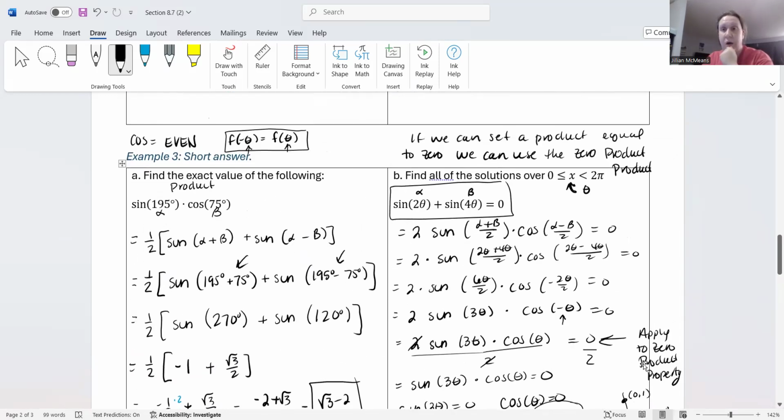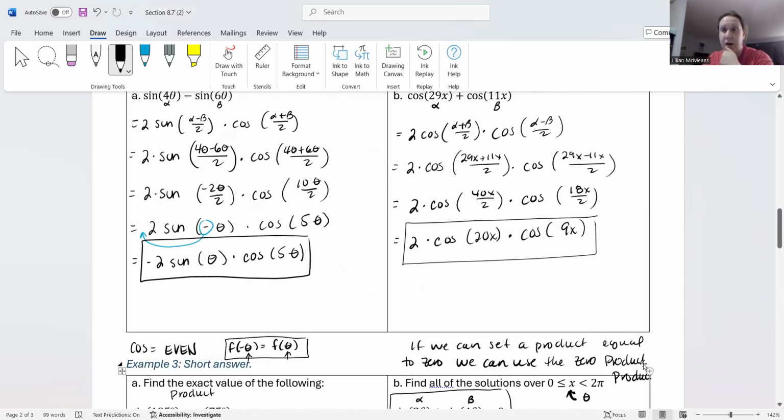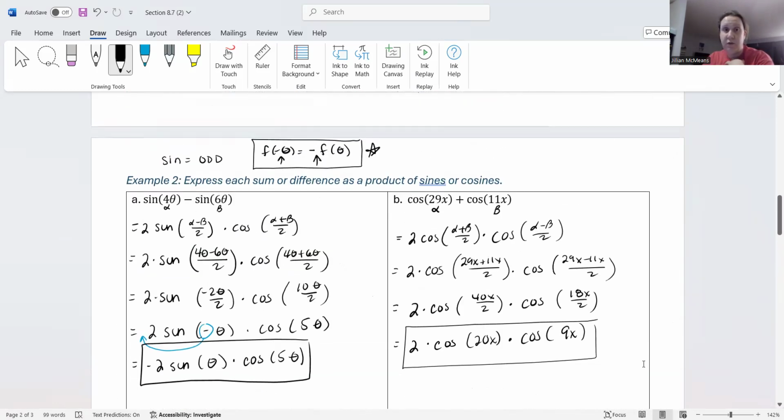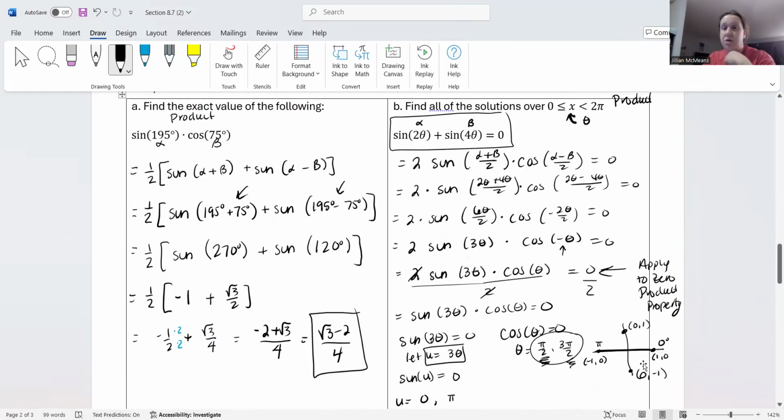This video was all about how to use the sum to product and product to sum formulas. Hopefully you found this super useful. Just don't forget, we don't want those negative arguments, so keep in mind sine and cosine are either even or odd. Okay, in fact, sine is odd, cosine is even. All right.